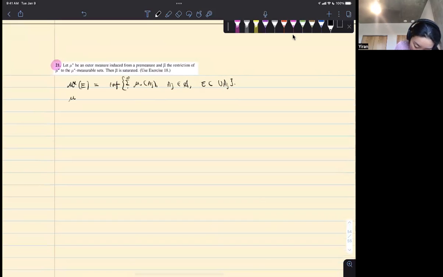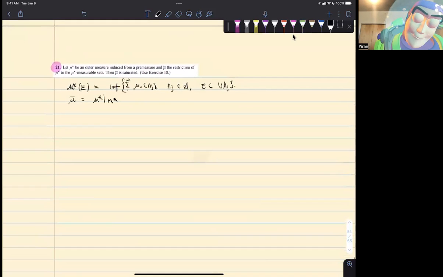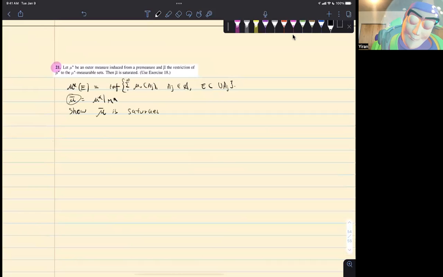Okay, and mu bar is equal to mu star restricted to M star. And then show that mu bar is, so notice that mu bar is a measure on M star. So show mu bar is a saturated measure, of course, because mu bar is a measure on M star.